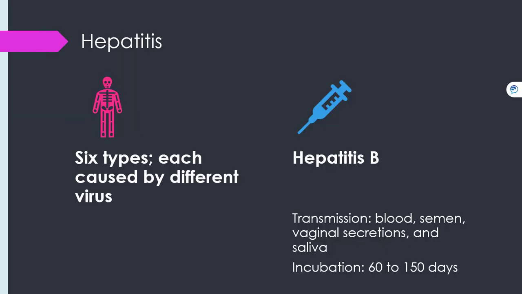Your liver is the largest organ inside your body. It helps your body digest food, store energy, and remove poisons. Hepatitis is an inflammation of the liver. Viruses can cause most cases of hepatitis. There are 6 types, and each is caused by a different virus.